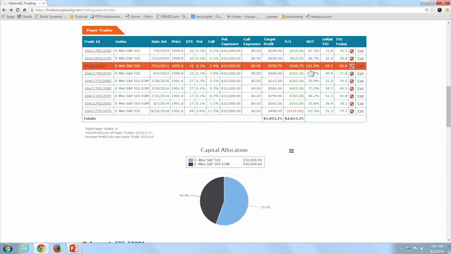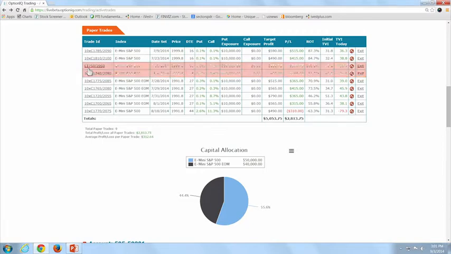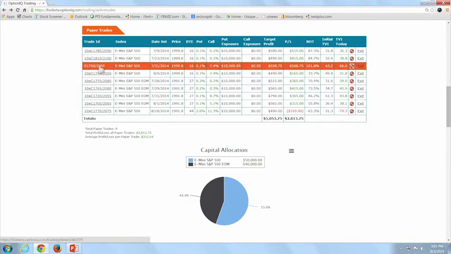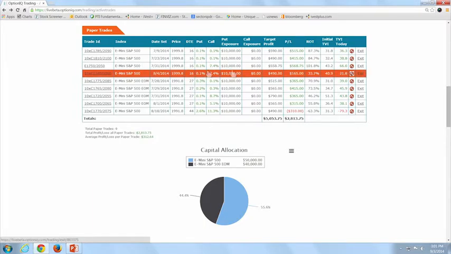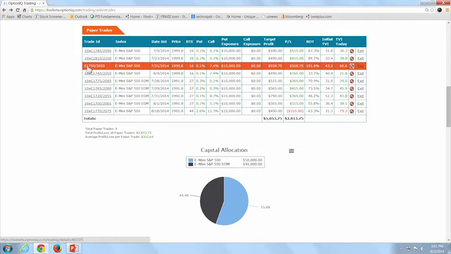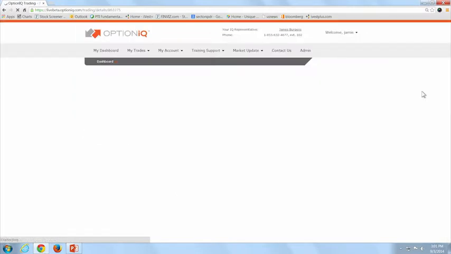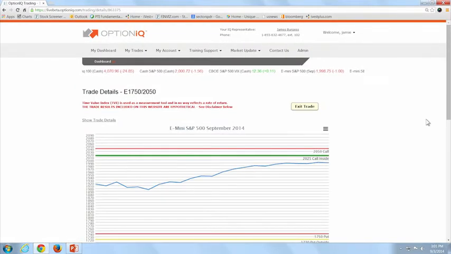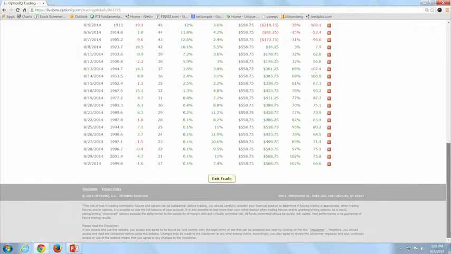So to exit this trade, first I'm going to click on the trade ID. Now there is a quick link here that says exit that you can click on as well, but I always click on the trade ID right here, and I go into the actual graph of the trade so I can see what happened. And look at that. Wow. It got close to my boundaries on this trade, but it didn't reach them.